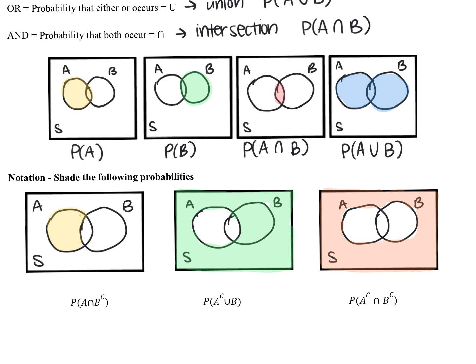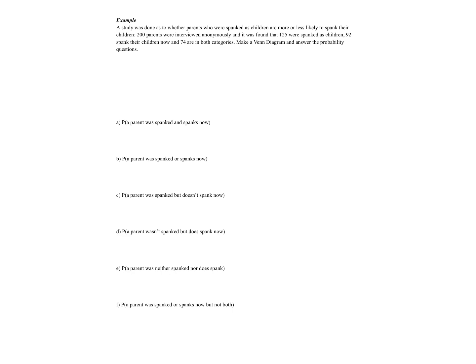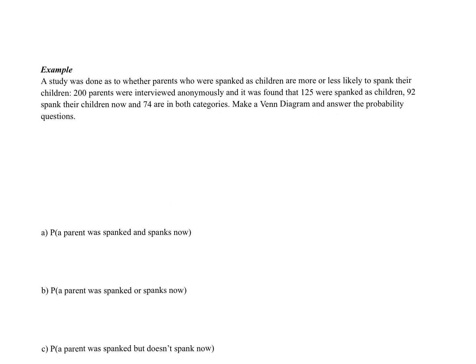So these are just a few examples of how probability works when looking at Venn diagrams visually. Now we're going to go ahead and do an example.